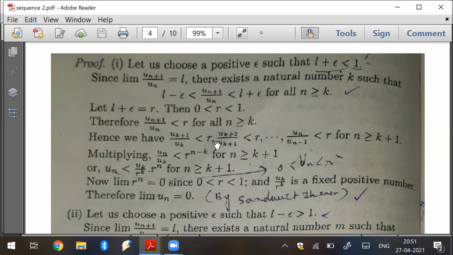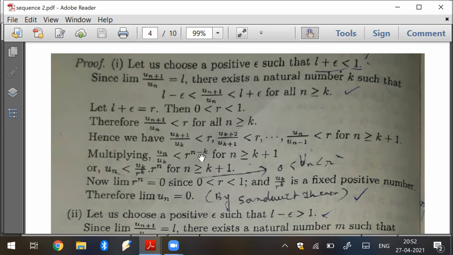Okay. Why am I just writing a few terms? Because whenever I use this in the steps below, whatever is asked to be proved will come very obviously. So what I am doing here is multiplying all these inequalities. Once you multiply them, the left hand side gets multiplied, and the right hand side gets multiplied. In the right hand side, there is only r in each of these. So how many terms are you taking here? For all n greater than or equal to k plus 1, I am taking this. So here I am getting n minus k terms.